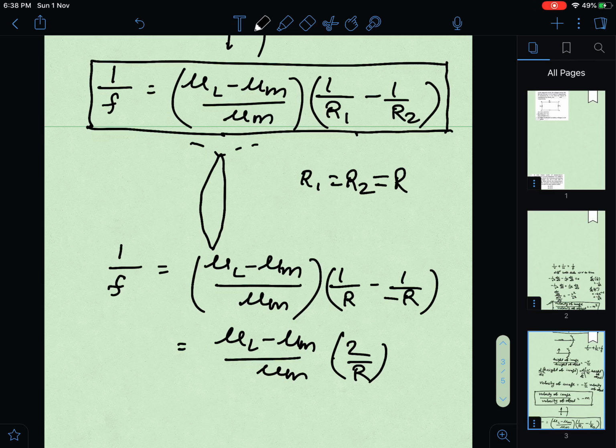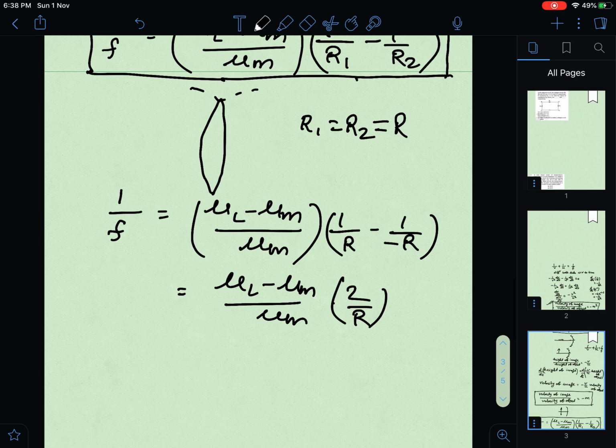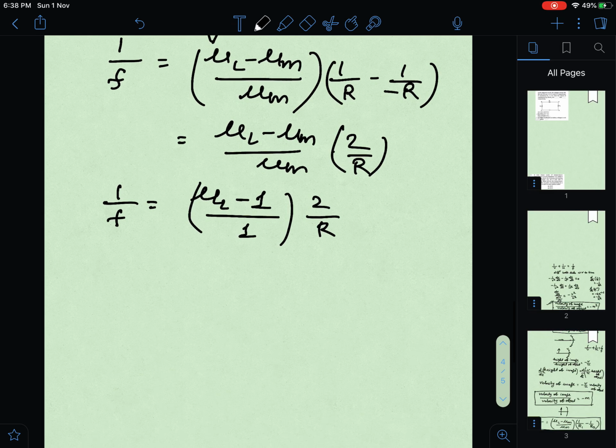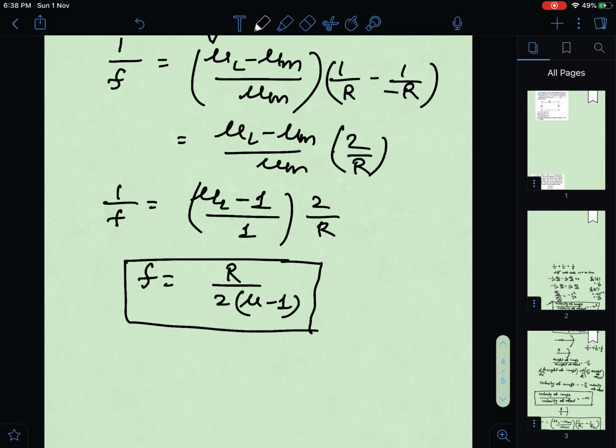Now suppose our medium is air on both sides. I am taking the refractive index of air as 1. So mu of lens minus 1, divided by 1 which I need not write, is equal to 2 by r. So focal length will become r upon twice of (mu minus 1), where mu of lens I have taken as mu. This formula you can also use to calculate the focal length of the lens.